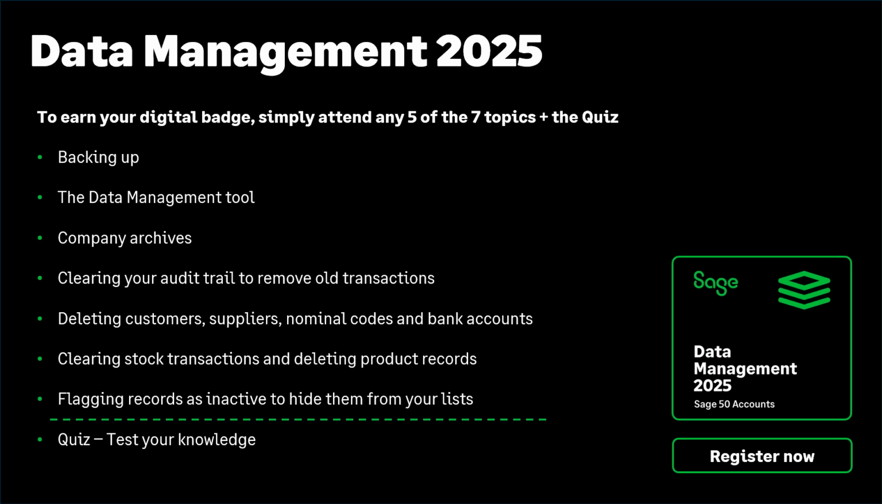As you may be aware, some of the badging sessions that we're doing are backing up, the data management tool, today's session on company archives. We're also looking at clearing your audit trail to remove all transactions, deleting customers, suppliers, nominal codes and bank accounts, clearing stock transactions and deleting product records, and flagging records as inactive to hide them from your lists. And then the quiz, which will test your knowledge on all of these topics. All these topics go hand in hand, which is why we've grouped them together.